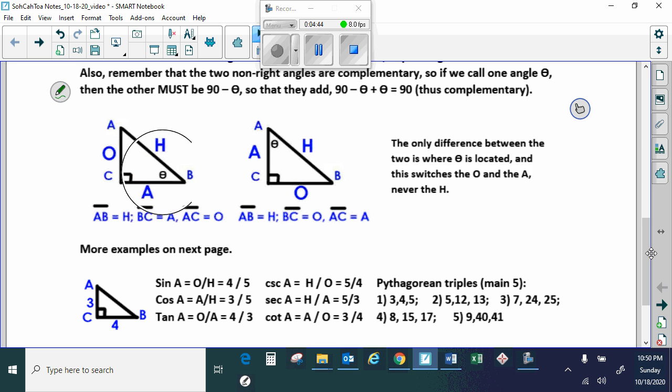Now let's say we switch and put theta up here at angle A. Does the hypotenuse ever change? No. You identify that first. It's always across from the right angle. Now which side is next to the theta? The adjacent side, because adjacent always means next to, and O means opposite or across from. Same thing. People prefer across from versus opposite, same thing. Okay, opposite is opposite. Okay.